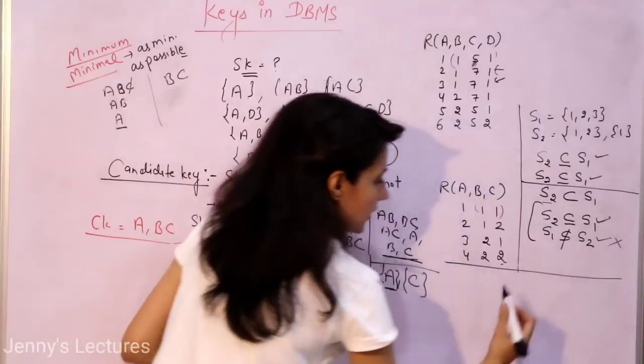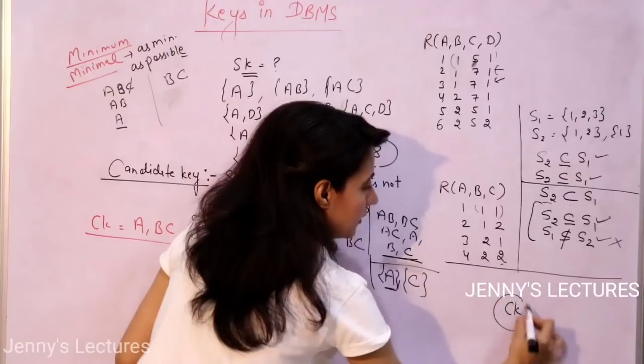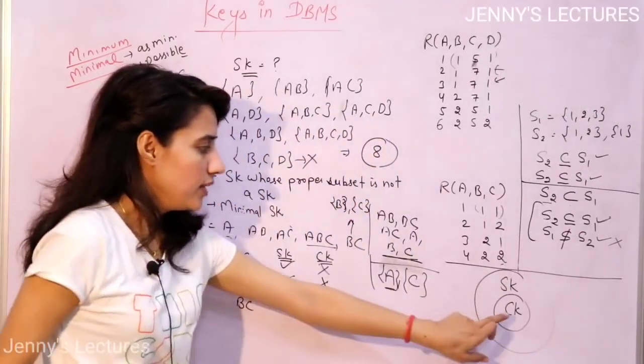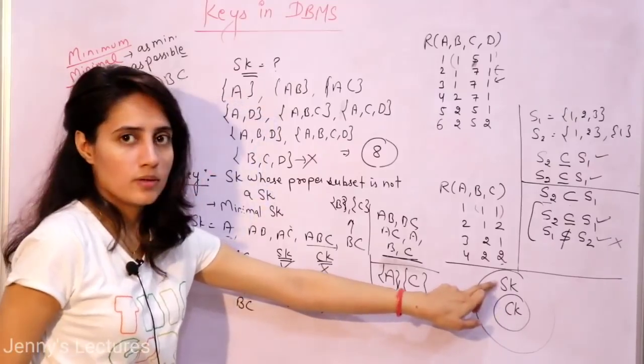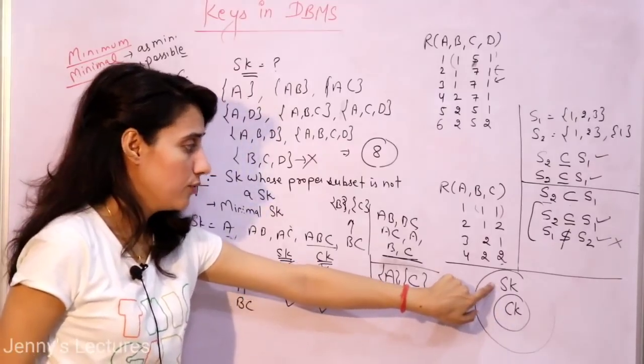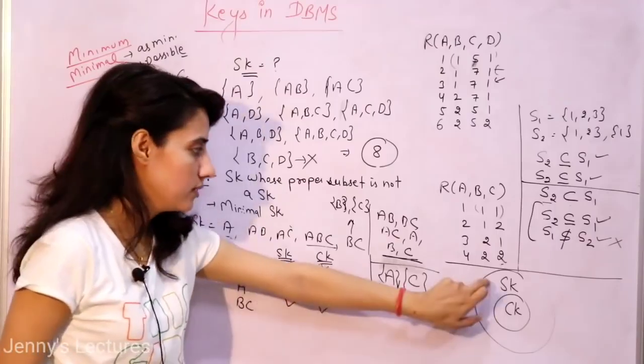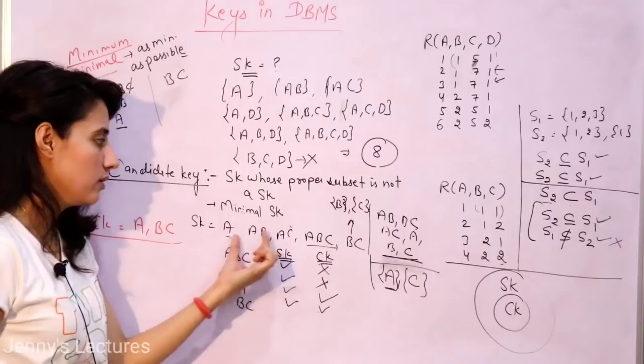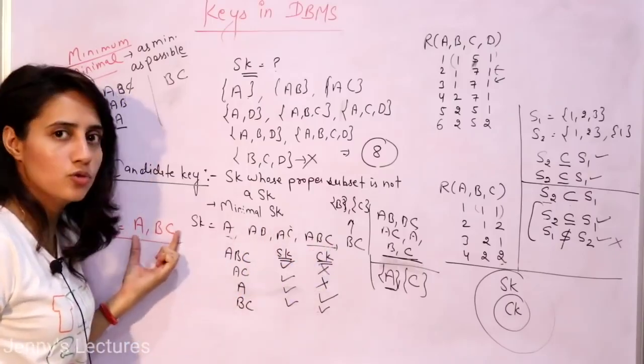So you can draw it something like this. Here we have candidate key and here we have super key. Every candidate key is a super key, but it's not true that every super key is a candidate key. There are some super keys which are not candidate keys. You can check out here: super keys are 5, but candidate keys are only 2.